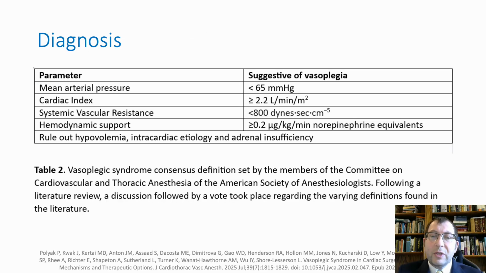We know that vasoplegic syndrome is a vasodilatory shock. A more exact definition is a mean arterial pressure of less than 65 with a cardiac index of greater than 2.2 and systemic vascular resistance less than 800. Additionally, the patient should require pressure support with at least 0.2 mcg/kg/min of norepinephrine.